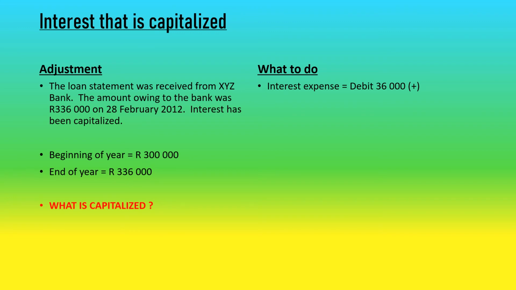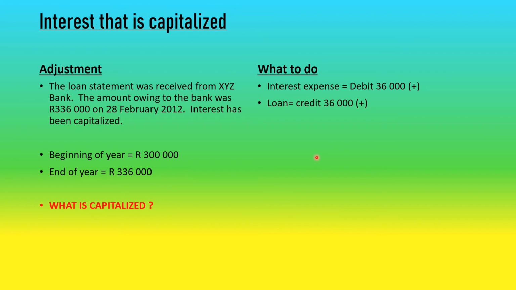or accrued expenses. So here in this example, we've received a loan statement from XYZ Bank. The amount owing to the bank was 336,000 on the 28th February. Interest has been capitalized. You have your balance at the beginning of the year. You've got your balance at the end of the year. So you can see that because interest has been capitalized, interest was added to the loan account. So the difference between the balance that you have at the beginning of the year and at the end of the year is actually your interest that was added.